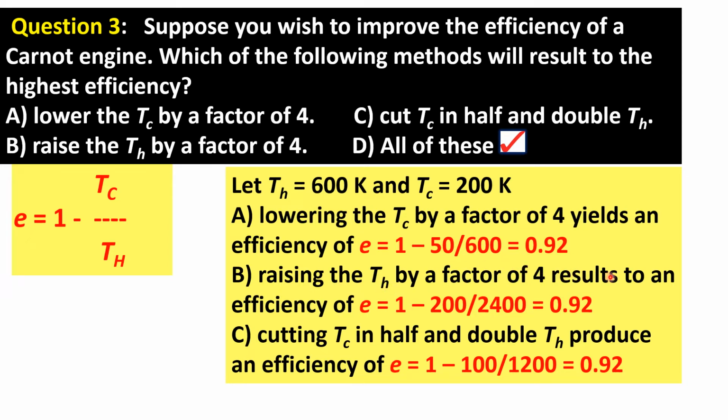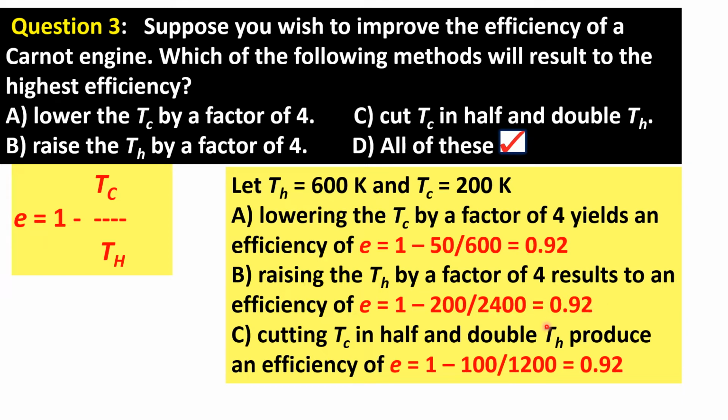For letter B, raising the TH by a factor of 4, okay, meaning if the initial TH is 600 Kelvin, multiplying it by 4, we are going to have a TH value of 2400 Kelvin. So again, using the formula for E, 1 minus 200 Kelvin divided by 2400 Kelvin will also result in the same efficiency, equal to 0.92 or 92%.